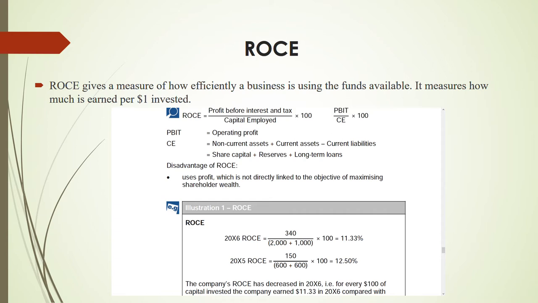So, return on capital employed: profit before interest and tax, that means your operating profit, starting with 2006. Remember, the latest year was shown in the first column and 2005 in the second column. Most of you might have taken it the other way around, 150 for 2006 and 340 for 2005. Don't make that mistake. I know it happens frequently, but make sure the latest year is in the first column. So 2006 operating profit was 340, and 2005 operating profit was 150.